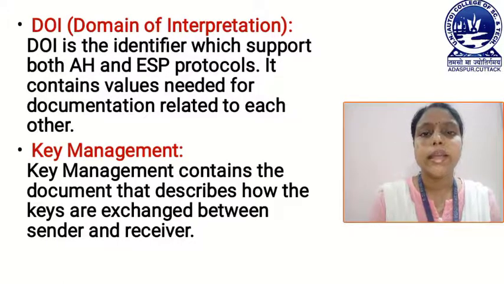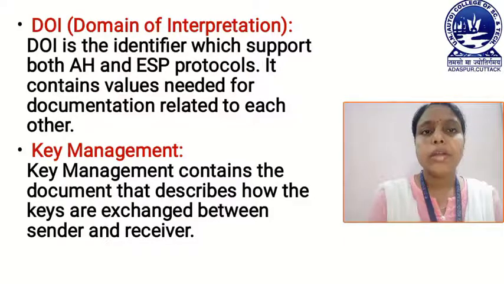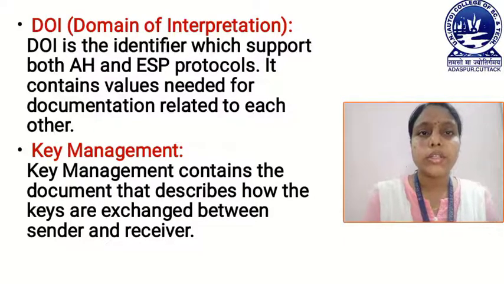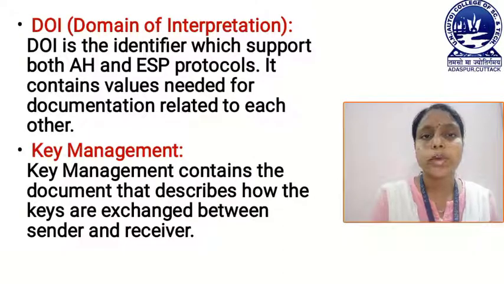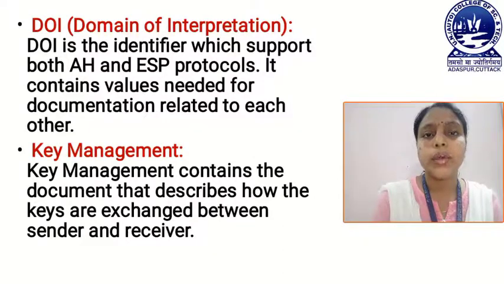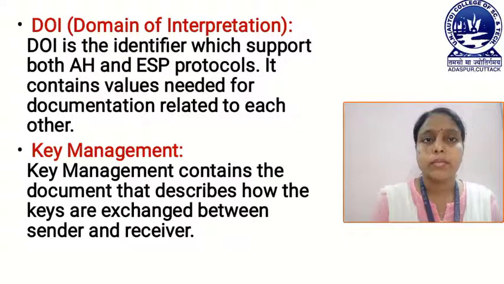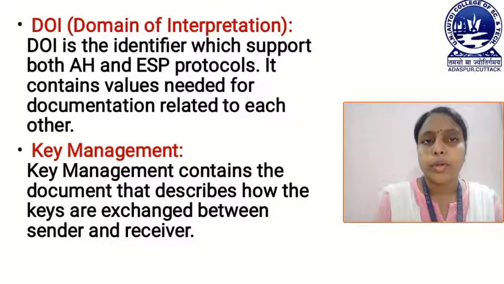Then next, DOI, that is the domain of interpretation. DOI is the identifier which supports both AH and the ESP protocols, and it contains values needed for documentation related to each other. Which means the domain of interpretation basically identifies both the AH protocol and the ESP protocol, and it contains values.